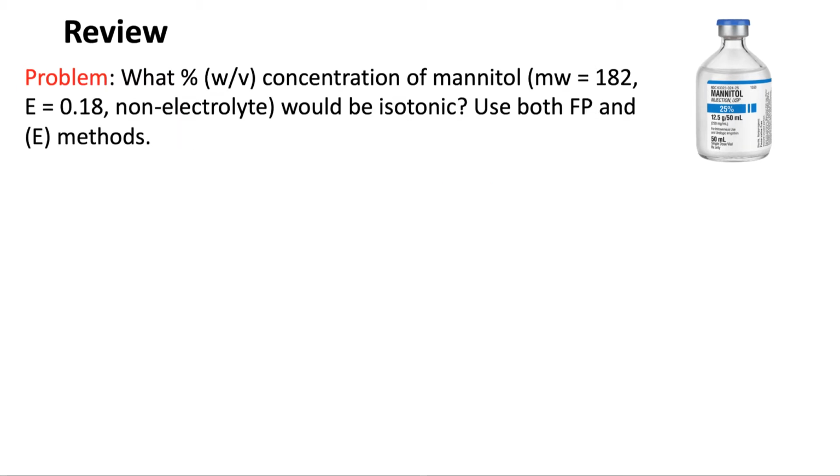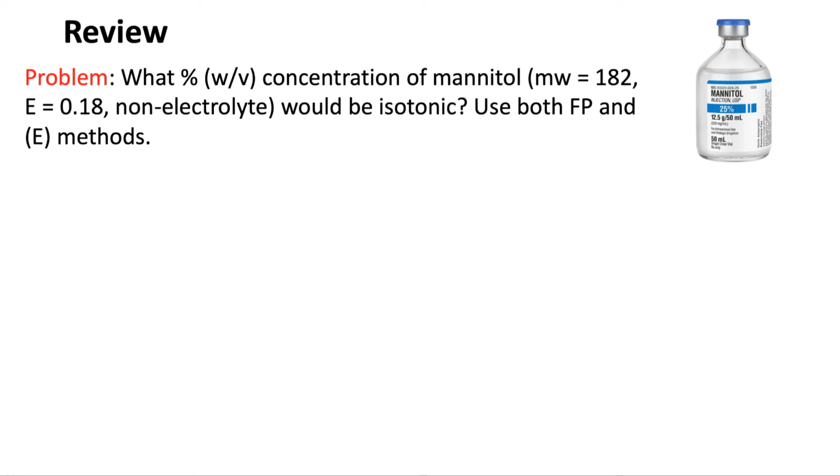Now, let's go a little bit further here and answer this question, because it asks now, instead of evaluating a current concentration, what we want to know is what concentration, that is what percent weight per volume concentration of mannitol would be isotonic. So we know the 0.2 molar in the previous question was hypotonic. Now, how could we do the same thing by just asking the question, what concentration of mannitol is isotonic? And we're going to answer that question again using both the freezing point depression and the sodium chloride equivalent method.